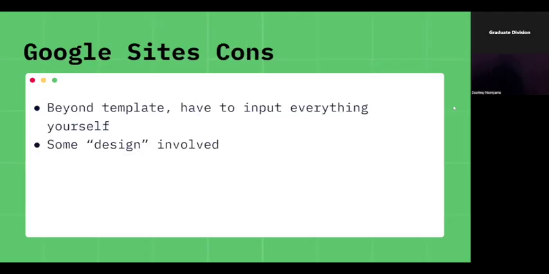Okay, cons. Beyond the template, which is pretty standard, you do have to input everything yourself. There's no automation, obviously, because it's not the same as looking for peer-reviewed articles and such. So there's some design involved. Some people don't like that because they don't like having to think about aesthetics. Maybe some people do. Maybe your HTML and CSS dreams are coming true. So this would be an option for you. But something to consider is that there is more customization, but a little more work on your end to design and put everything together.